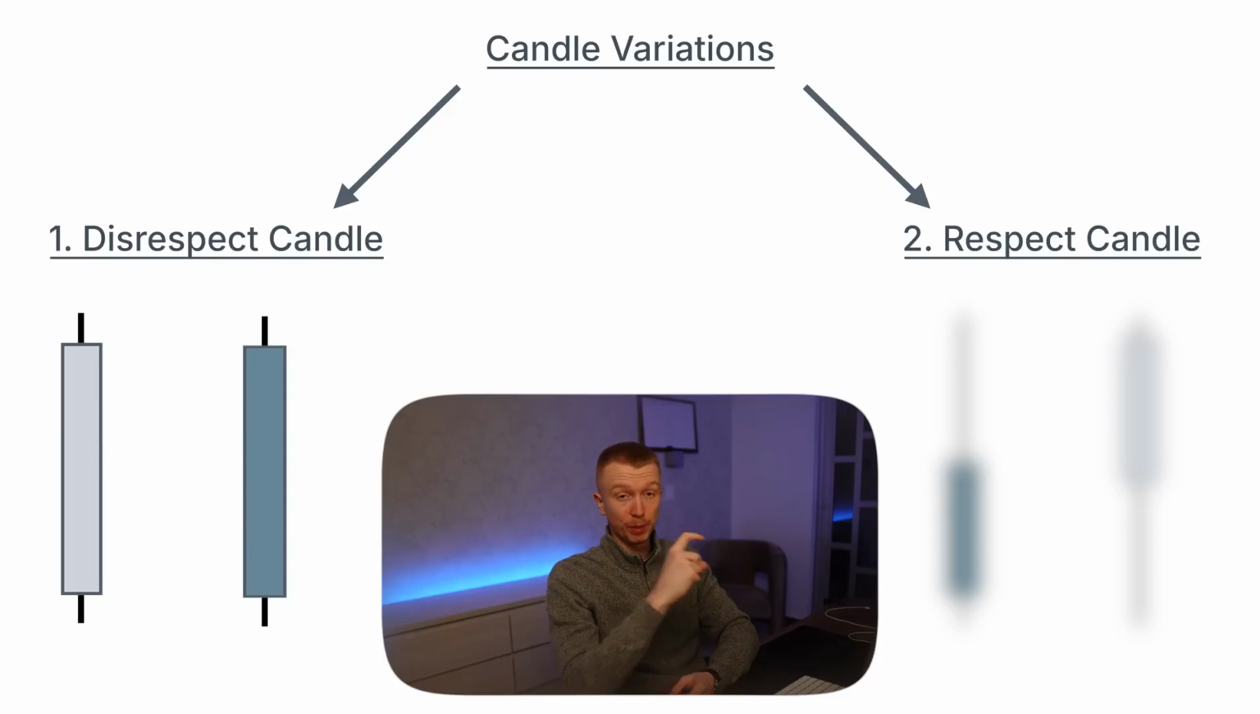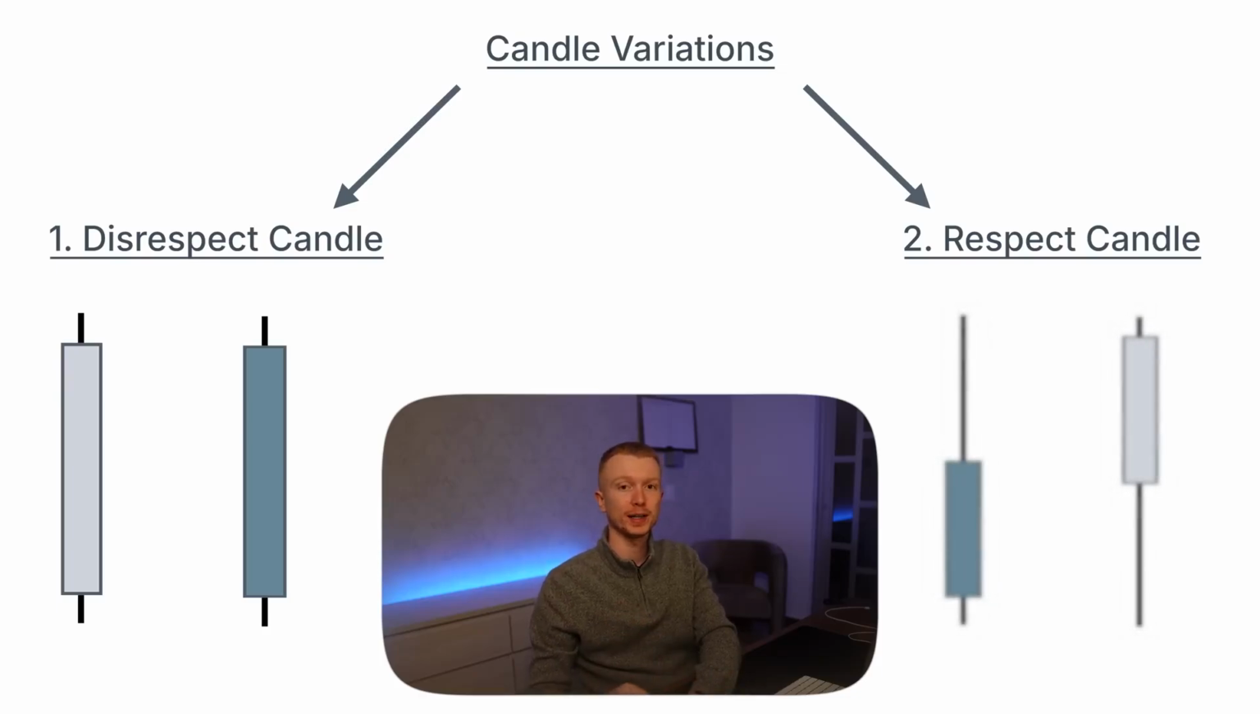Then if you grab the body of that candle and you put it next to that, you just measure which one is longer. Is the body longer, or are the 2 wicks combined longer? If the body is longer, that creates a disrespect candle. That is the first candle variation, and how we can use that to our advantage is exactly what we're going to go over. But first, we need to go over the second candle variation, the respect candle.